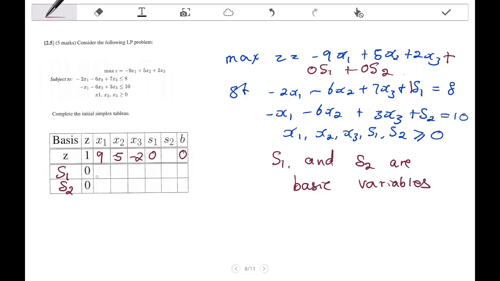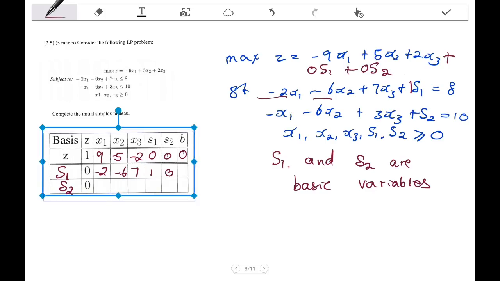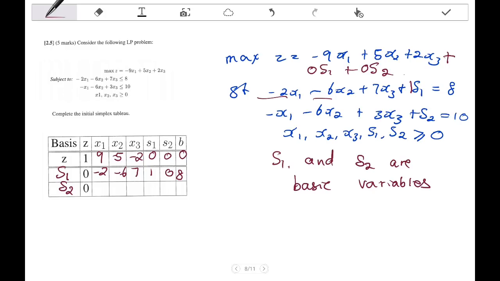Then after that, here are the coefficients on the first constraint of each variable. So the coefficient on the first constraint of the x1 is this, it's minus 2. You write minus 2 here. For the second constraint, it's minus 6. You write minus 6. The following one, it's 7, and then 1, and then 0, then 0, and then this is 8 here. Here this is 8, it's the solution. These values here are the values of b. So this is 8 from there. That's the value of b.